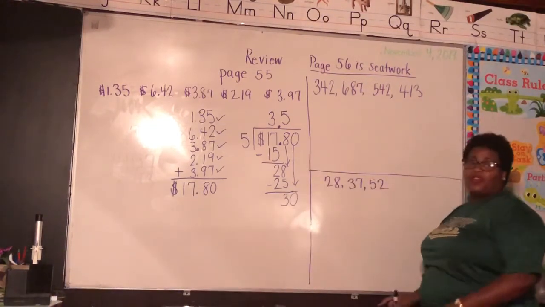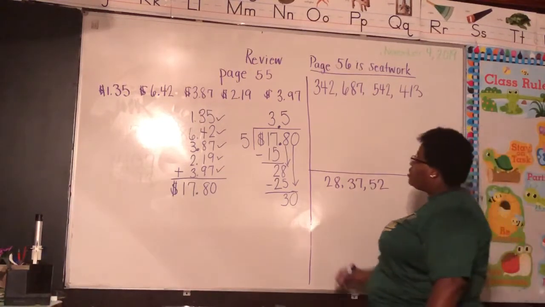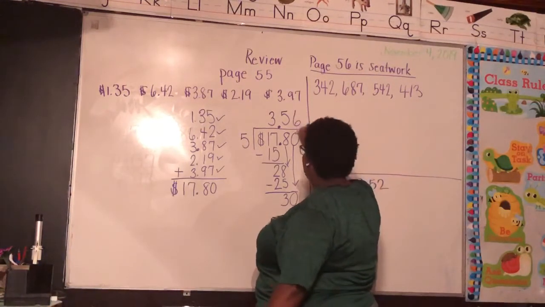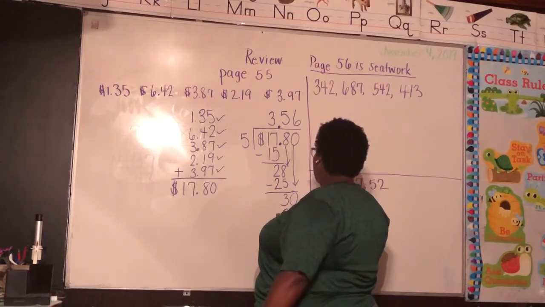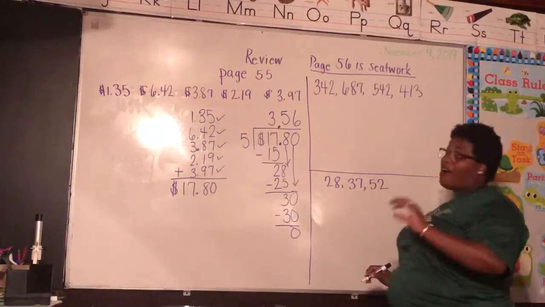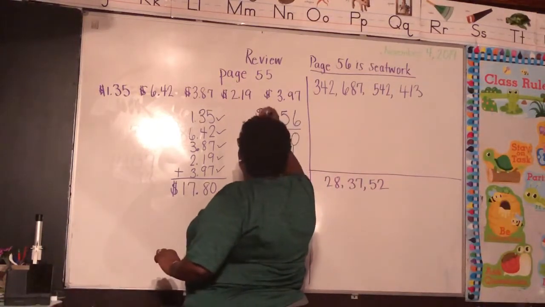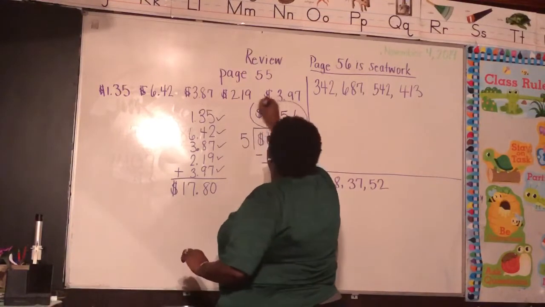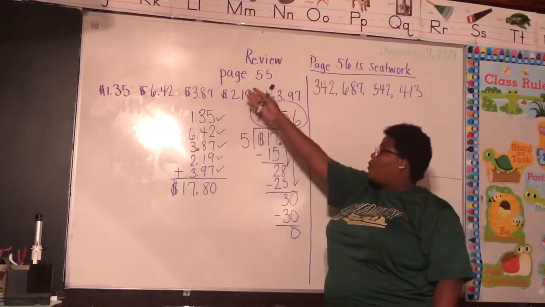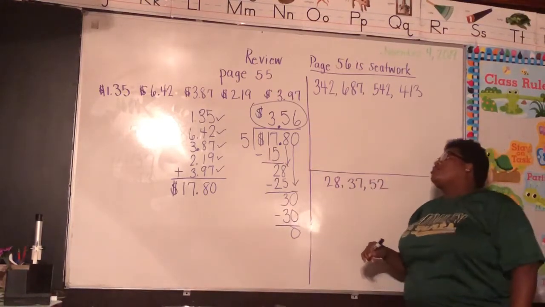Can 5 go into 30? Yeah, and it goes into it 6 times. 6 times 5 is 30. And subtract, 0. So our average, which is our answer, is $3.56. You add to help you get your average.